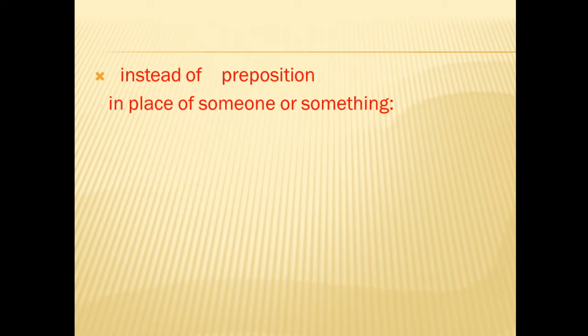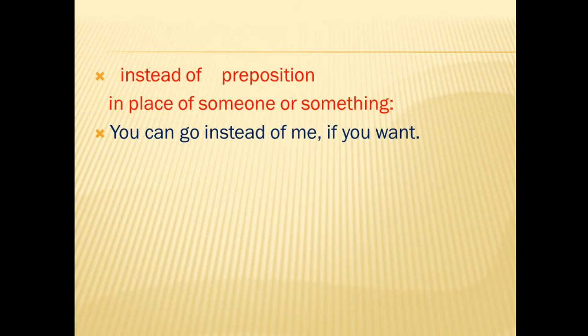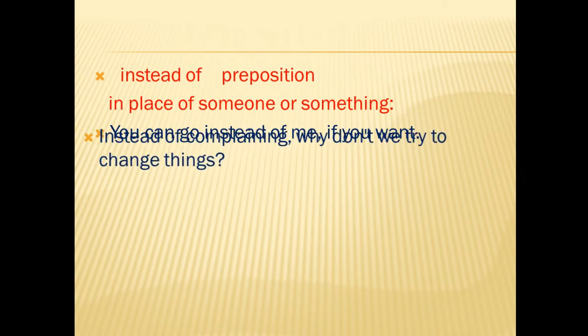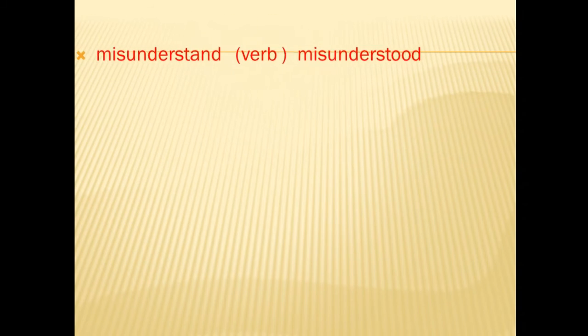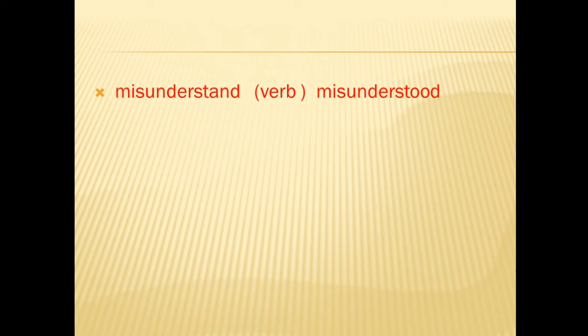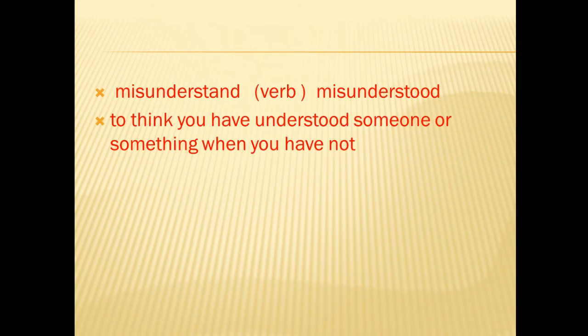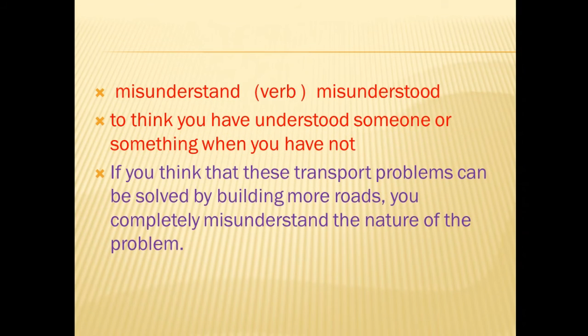Instead of, preposition. In place of someone or something. You can go instead of me if you want. Instead of complaining, why don't we try to change things? Misunderstand. Verb. Misunderstand, irregular verb. Misunderstood, misunderstood. To think you have understood someone or something when you have not. For example, if you think that these transport problems can be solved by building more roads, you completely misunderstand the nature of the problem.